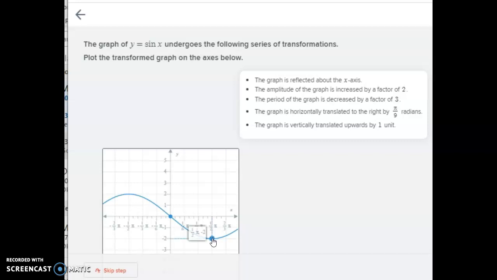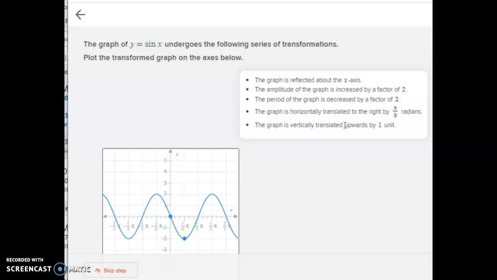So what we need to do is move that to 1/3 of that, decreased by a factor of 3. So pi over 2 divided by 3 is pi over 6. So we're going to drag this over here to pi over 6. There we are. And now the period has been decreased. The frequency has been increased.